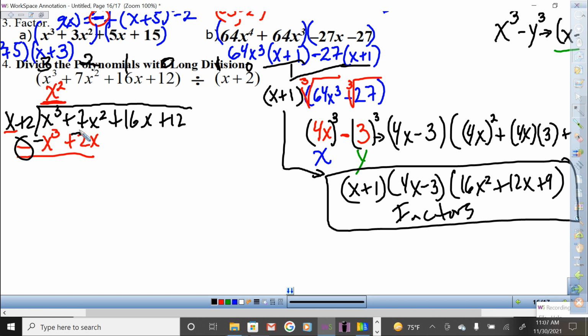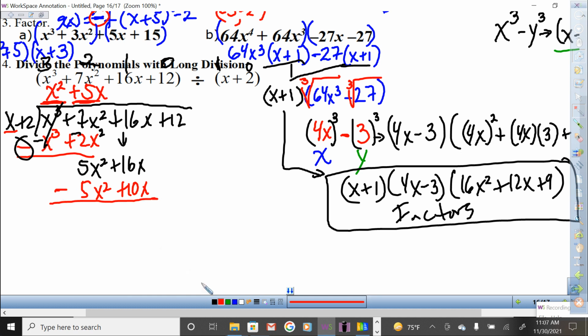We distribute here and here, so this cancels. 7x squared minus 2x squared, that's 5x squared. Bring down the next term. What number times x gives me 5x squared? Positive 5x, yes. So 5x times x, that's 5x squared. 5x times 2, that's 10x. We're going to subtract, which means we distribute the negative here and here. This cancels. That leaves us with 6x. Bring down the 12.